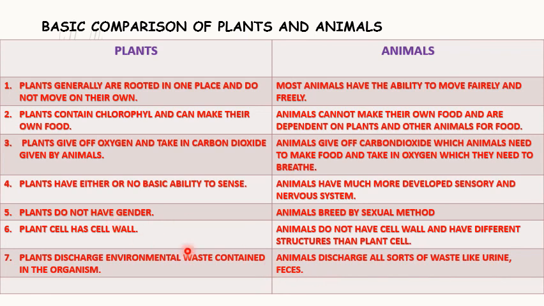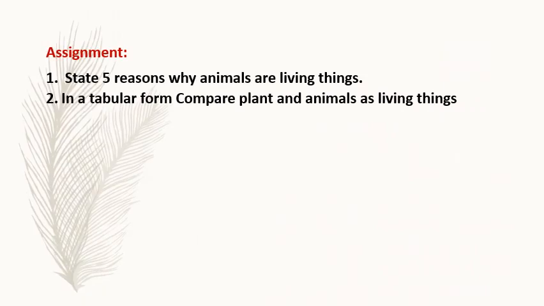Good. Now from our lesson so far, we've been able to identify some common animals around us and some wild animals. We've also been able to differentiate between plants and animals. That is the basic comparison of plants and animals, and the reasons why we see animals as living things. Now, I hope you've understood everything we've said so far. Next, let's see our assignments. Assignment number 1 says state 5 reasons why animals are living things. And number 2 says in a tabular form, compare plants and animals as living things.